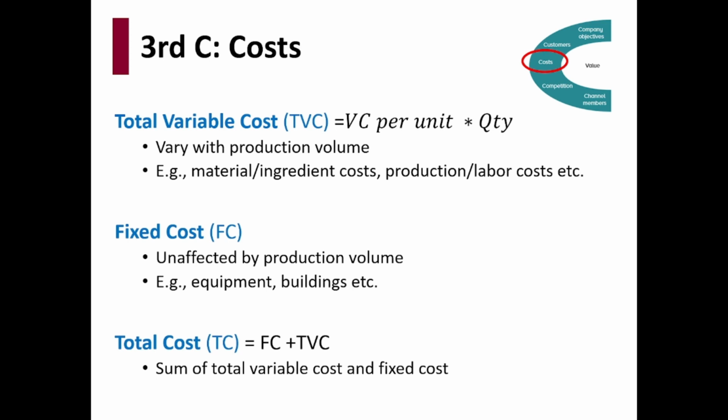Because each unit of the product produced incurs the same cost, marketers generally express variable cost on a per unit basis. So let's think about a bakery. The majority of the variable costs are the cost of ingredients, for example flour, and also the cost of, like, electricity.